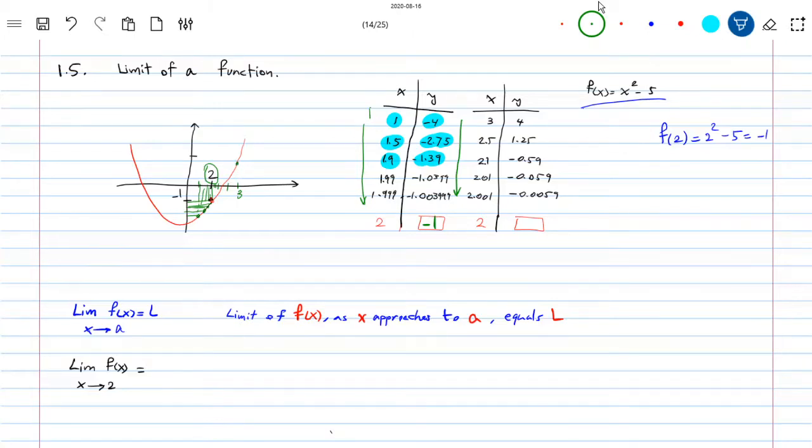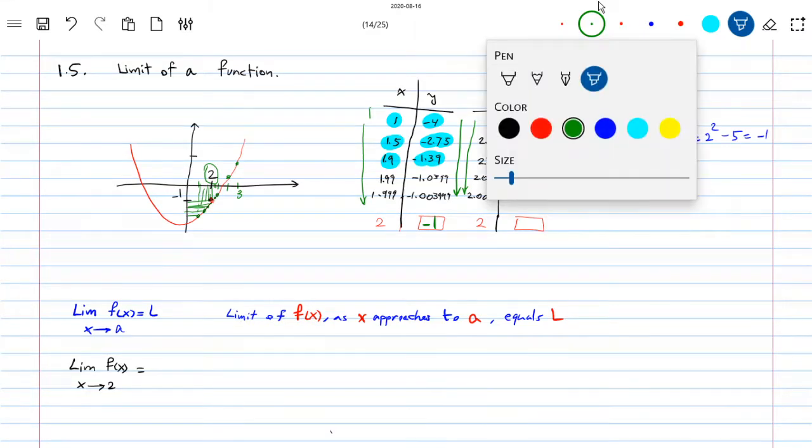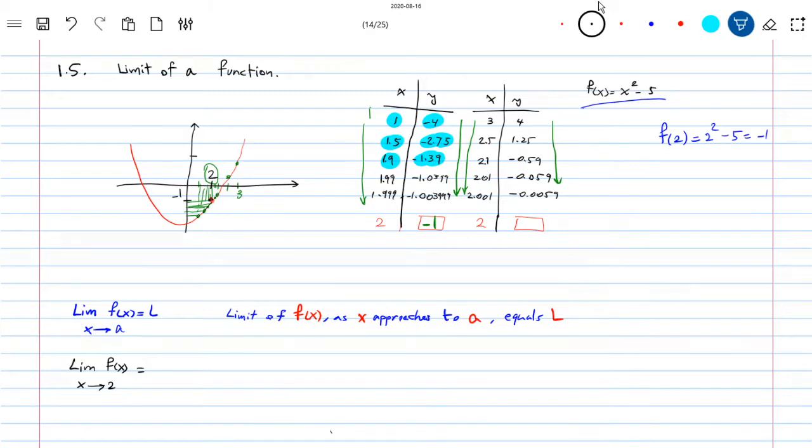The y value starts with 4, then it would be 1.25, then something like negative 0.05, and so on. So if you start from 3 and go closer to 2, you see that the y values approach closer and closer to negative 1. These numbers are like, let's say, negative 0.95, negative 0.995. So I expect the y value to get closer and closer to negative 1.